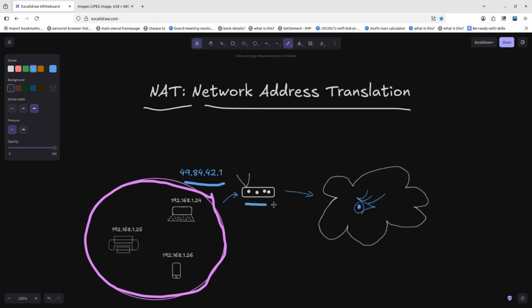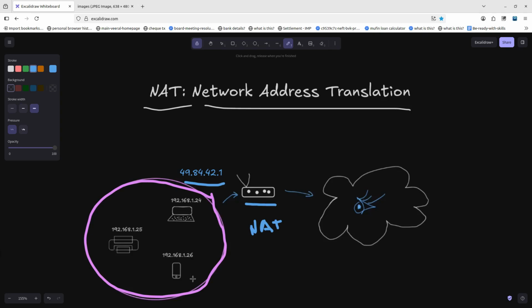Now, how does that happen? In this router, most home or small office routers have network address translation embedded in them. There will be a few times where they aren't, but the majority of the general-purpose routers have NAT built in. So what they do is basically translate the IP addresses within this network into one singular public-facing IP address.